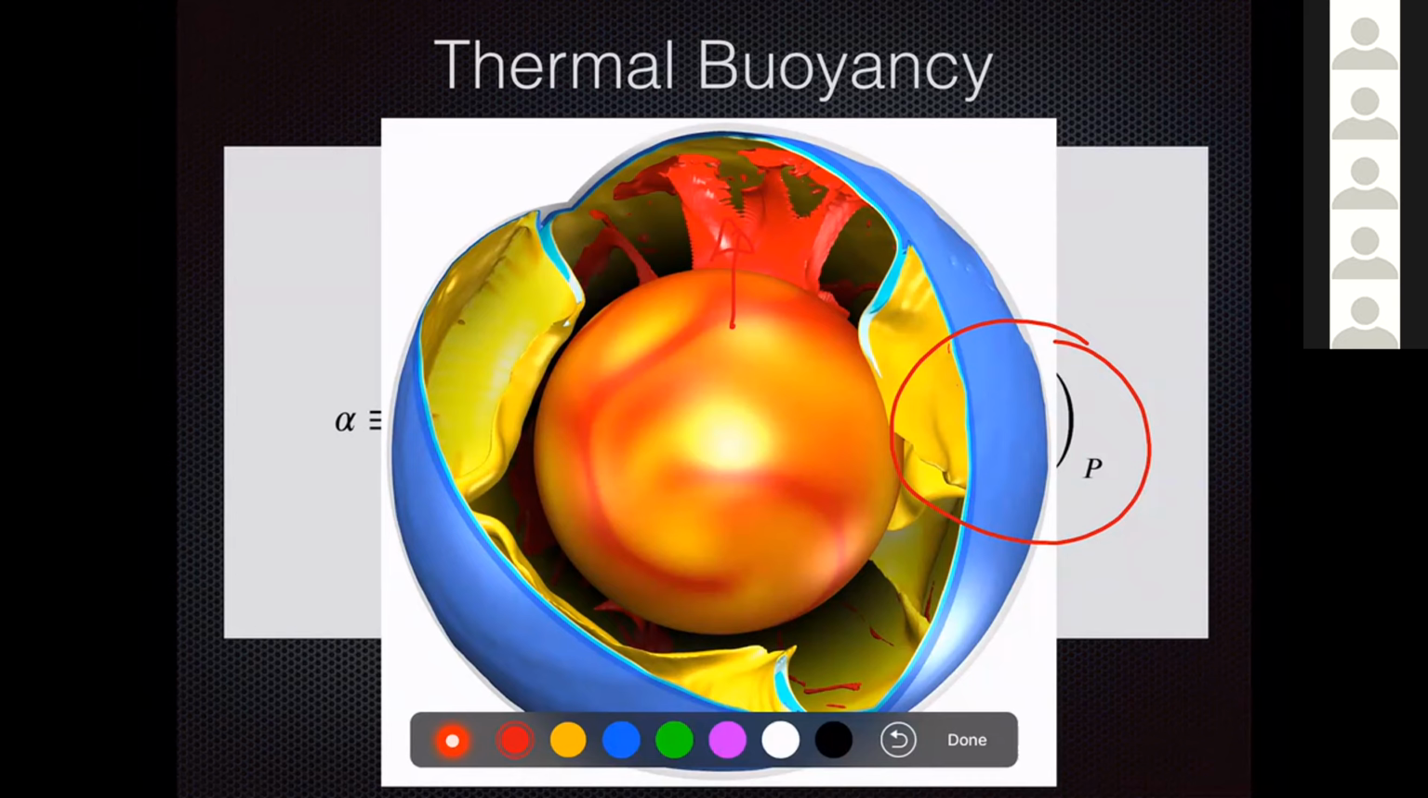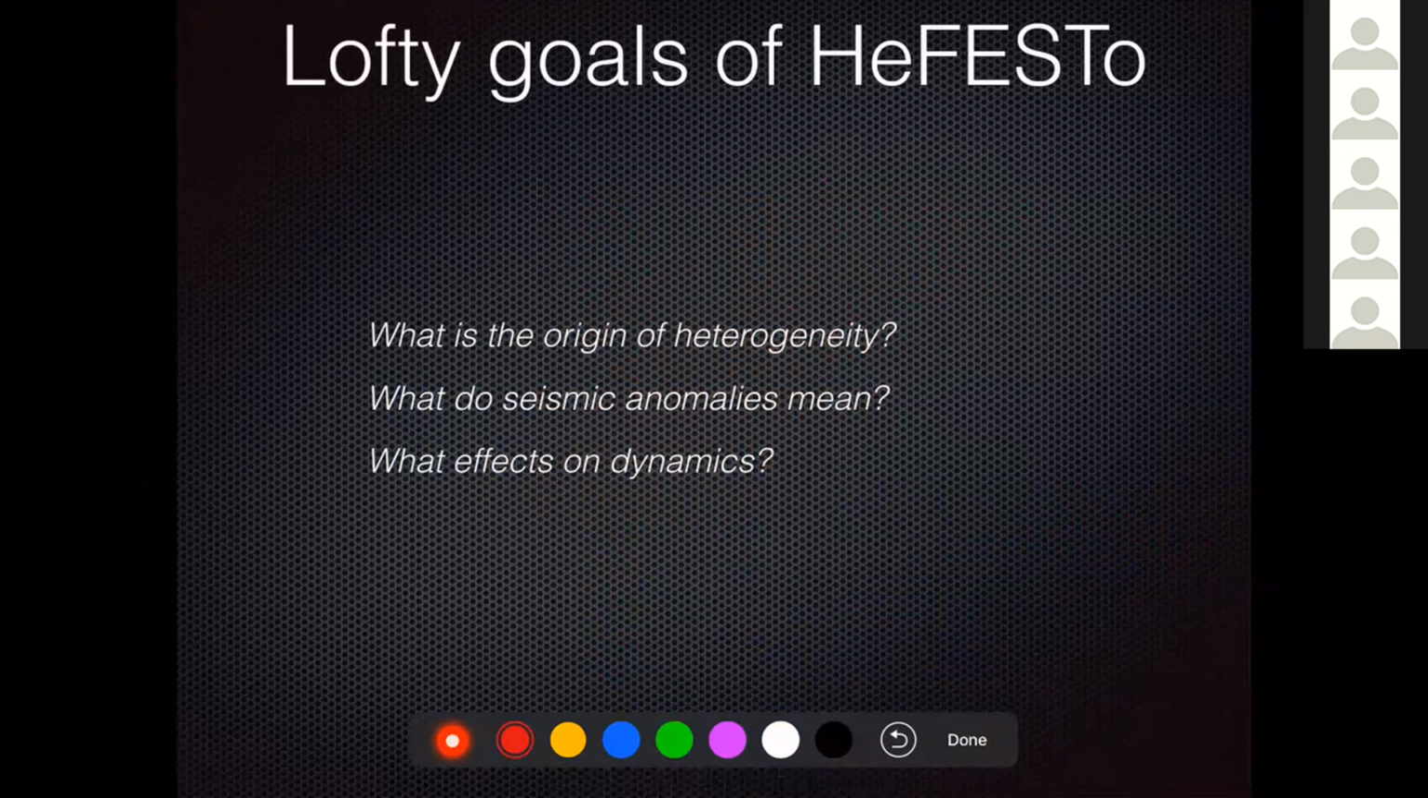So with that in mind, I would say that the lofty goals we had in mind, Lars and I, of HeFESTO was really to try to come up with a way to robustly get at what are the minerals that are stable in the mantle, what are their properties, and how do they affect dynamics.